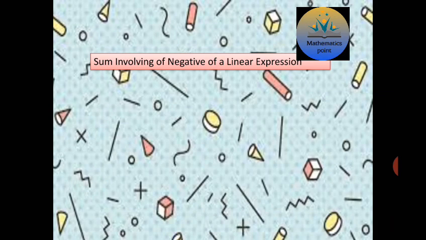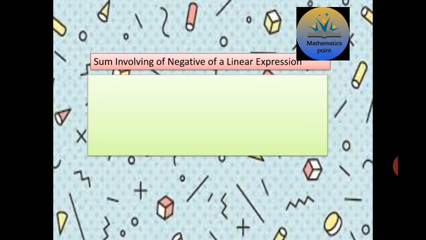The second topic is sum involving negative of a linear expression. So here we will learn how to sum up two expressions when the term involves the negative sign. Here you can look at the screen that we have two expressions. 5x minus 3 is one expression, and here the comma indicates the separation of the two expressions. And the second expression is minus into 4x plus 1.